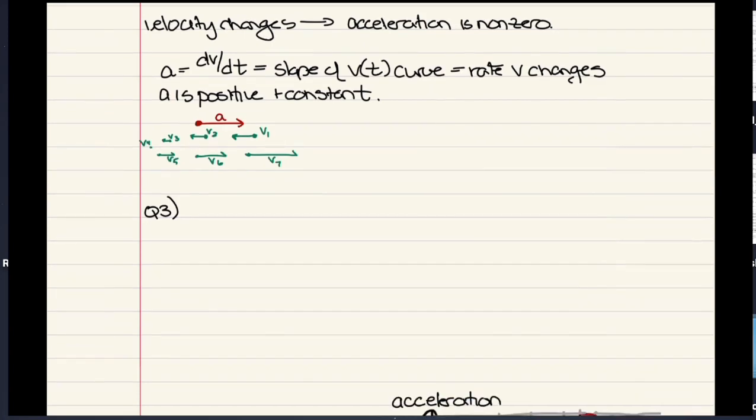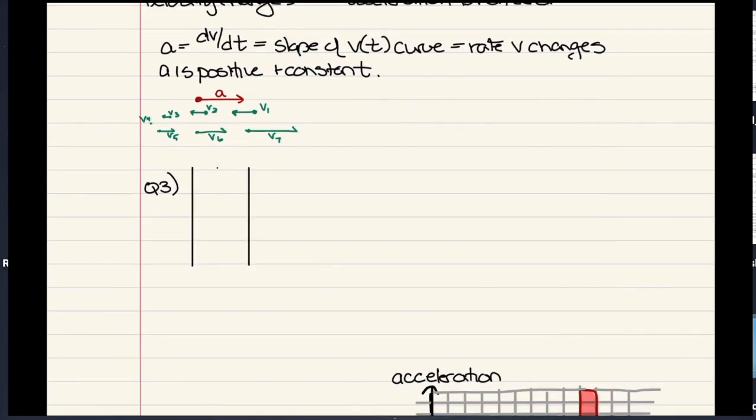So let's see. Those are not quite equally spaced, but let's pretend that they are equally spaced. And then it looks like there's one that goes over here, turns around, and then ends up here. So that's number 1.